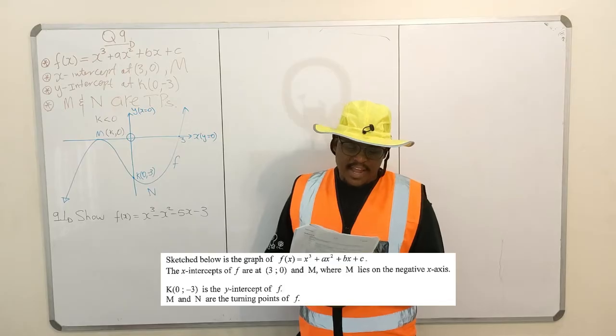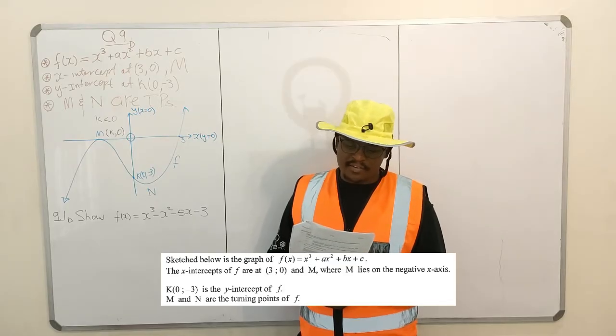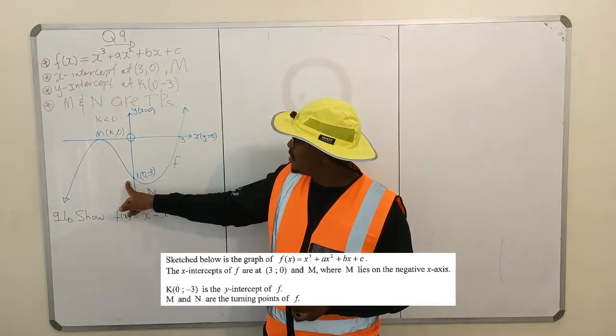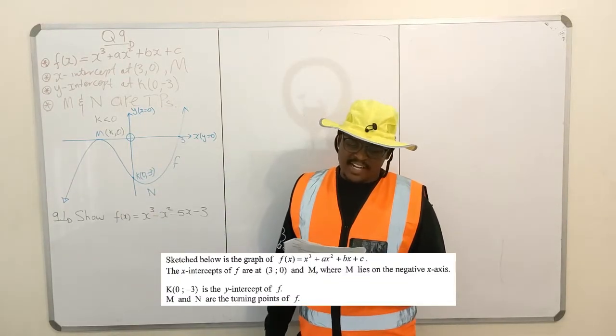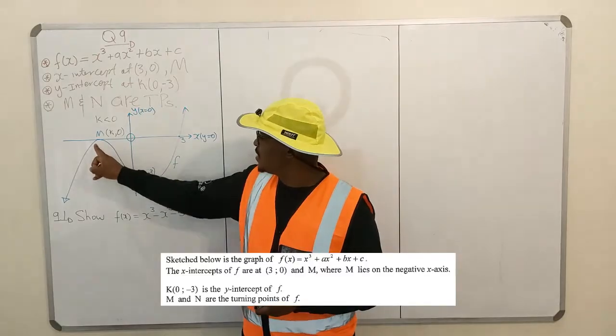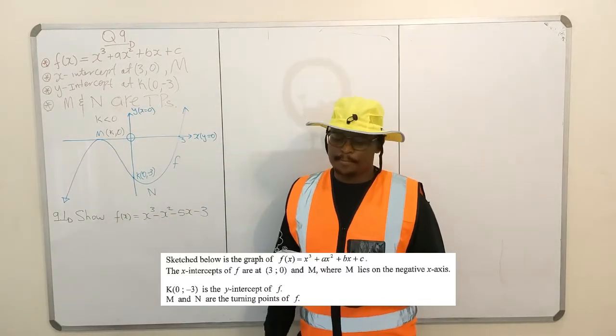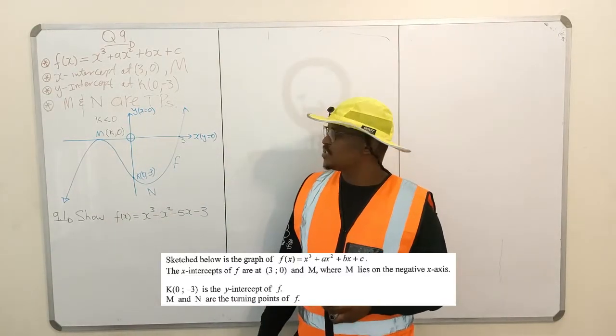They are saying k is the y-intercept of f. They are saying k here is the y-intercept of our function f. M and n are turning points of f. That's it. I don't think I need to explain this. This one is straightforward.